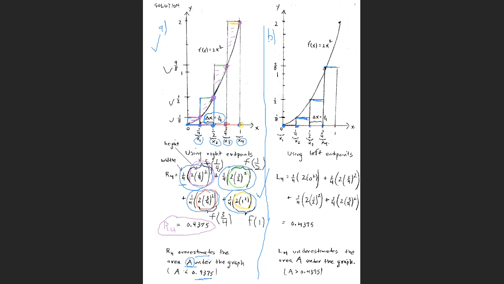So in part A here, I'm putting nice bold blue dots for the 4 right endpoints in A. And for part B, I'm going to put nice bold blue dots for the 4 left endpoints.